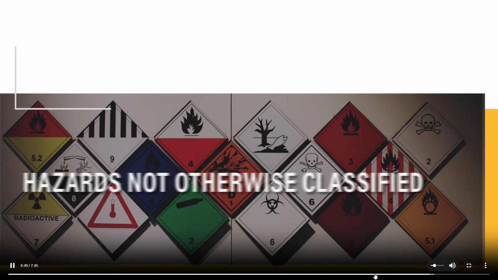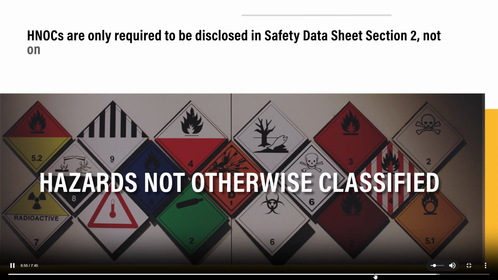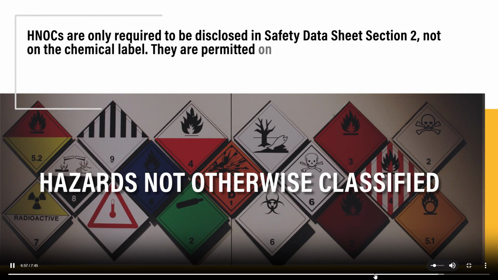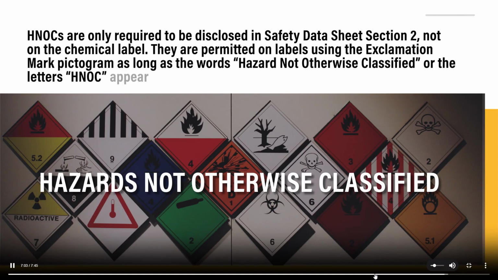Hazards not otherwise classified, or HNOCs, are only required to be disclosed in Safety Data Sheet Section 2, not on the chemical label. They are permitted on labels using the exclamation mark pictogram as long as the words hazard not otherwise classified or the letters HNOC appear below the pictogram.